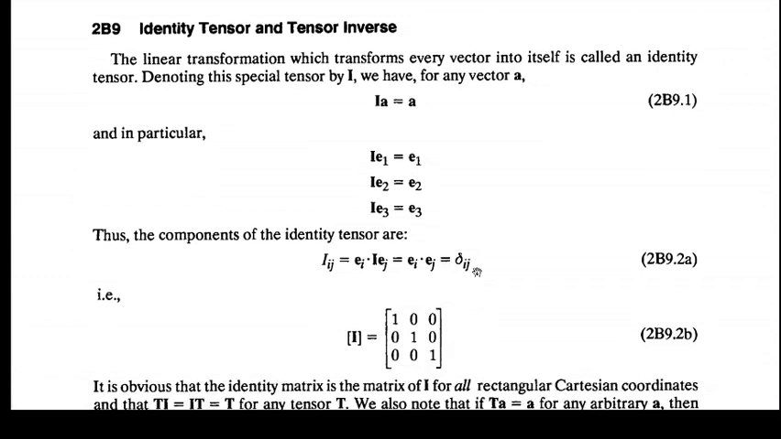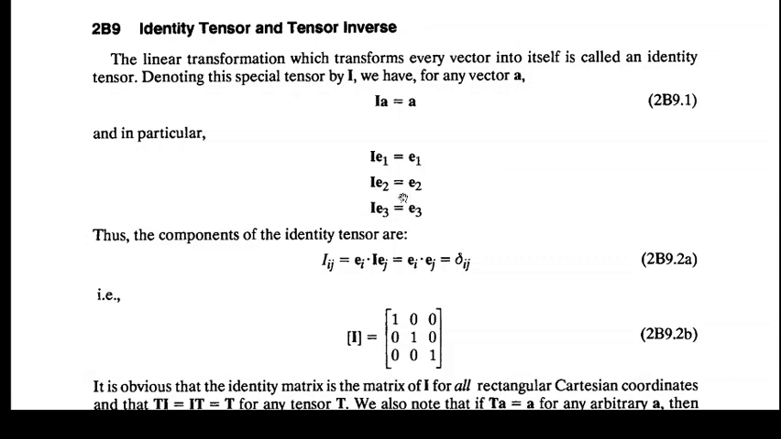No, identity tensor. Now, what is identity tensor? What does this mean? Identity means that if this tensor acts on any vector A, then the result will again be that vector. That means IA is equal to A. So IE1 is equal to E1, IE2 is equal to E2, IE3 is equal to E3.